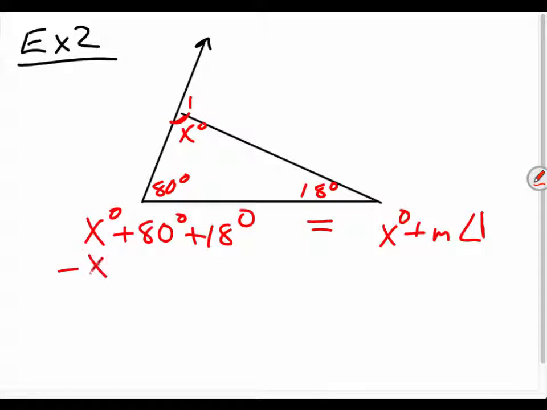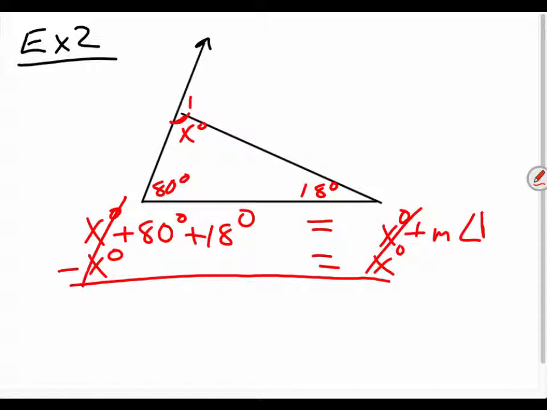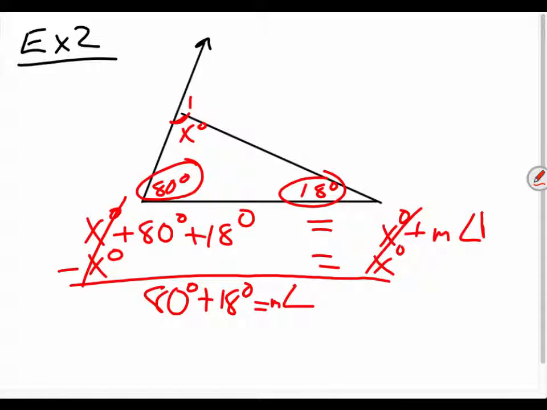Oh, hey, look. I can subtract x degrees from both sides. And this is what we proved in our first construction, that the exterior angle is equal to these two angles opposite the exterior angle, right? So what's that, 98?